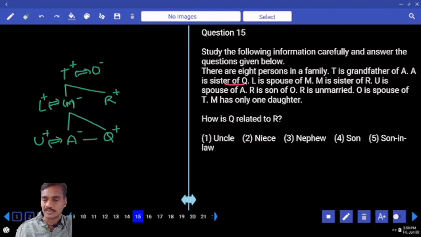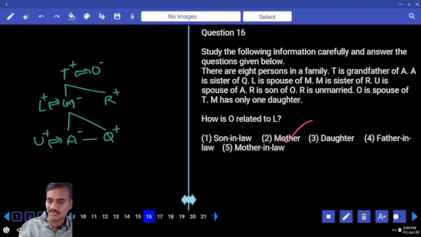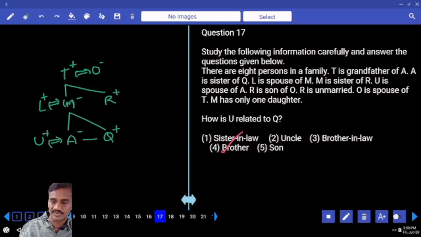Then how is Q related to R? R's sister's son. Sister's son is nephew, choice 3, question 15. And how is O related to L? That is L's wife's mother. Wife's mother is mother-in-law, choice 5. And how is U related to Q? Now Q's sister's husband. Sister's husband is brother-in-law, that is choice 3, question number 17.